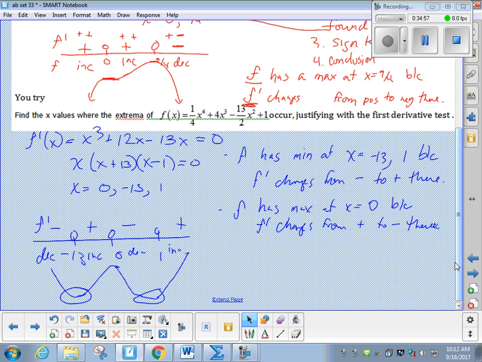Absolutely not. Here's why. Saying changes sign doesn't tell you if it's a min or a max. It's how it changes sign that's important. You have to be specific about how it changes sign. Min only happens if the sign changes negative to positive. Max only happens if the sign goes positive to negative. So they're very different. That's a great question. I'm glad you asked it.